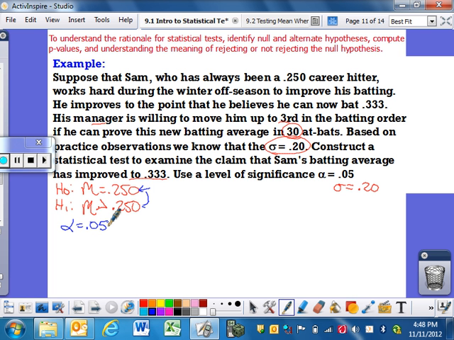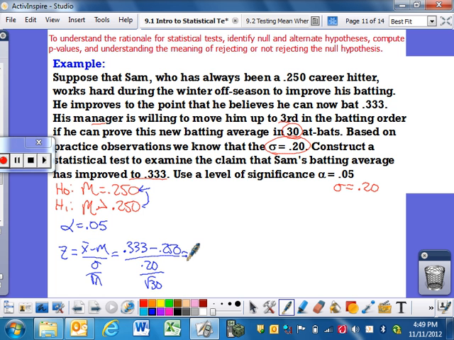So how do I figure this out? We need to find a z-score. If you find your z-score, it's x bar minus mu over sigma over the square root of n. So your x bar is what this guy believes he can do, .333, minus your mu, which is your null hypothesis, over sigma, which is 0.20 from way over on the right, divided by the square root of how many at-bats? 30.